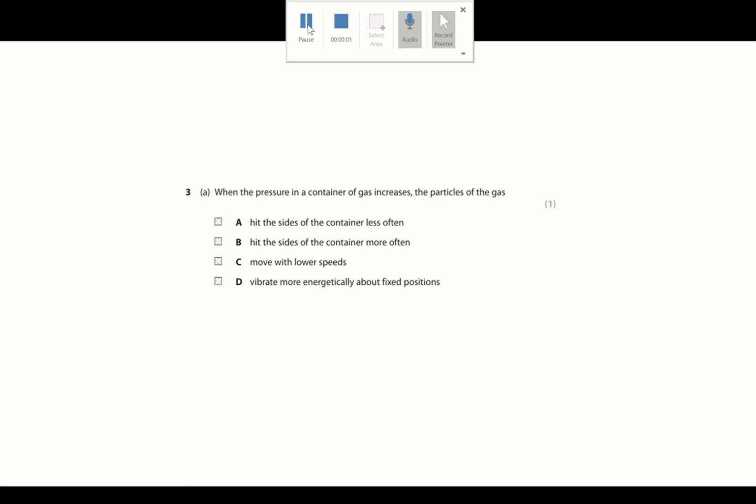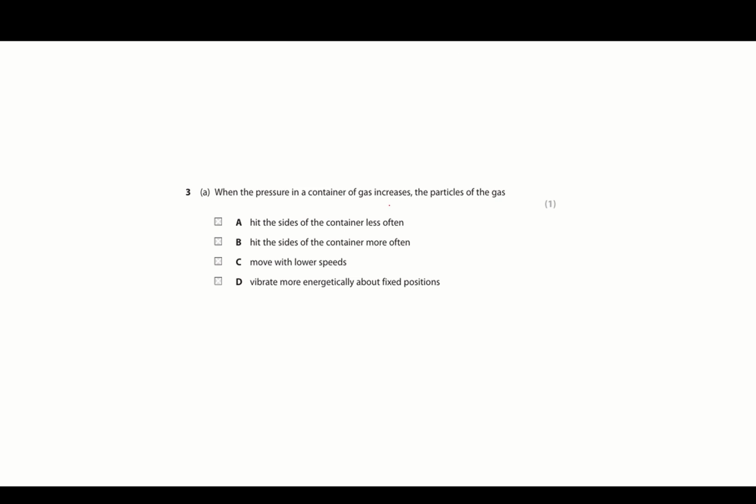Okay, question 3. This is a slightly tricky question here. It's a nice little start with the first 2 questions. This one, not quite as pleasant. There's a bit more to do on it. So, when the pressure of a container of a gas increases, what happens to the particles?